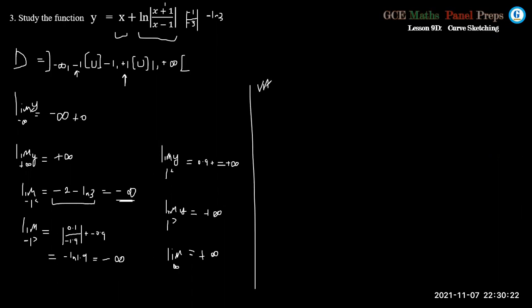We have two vertical asymptotes, at negative 1 and 1. That is, x equals negative 1 and x equals 1.